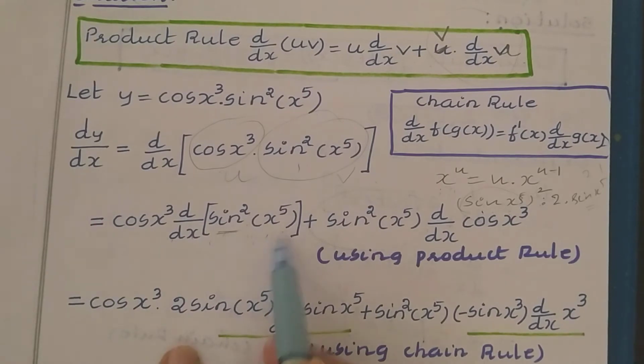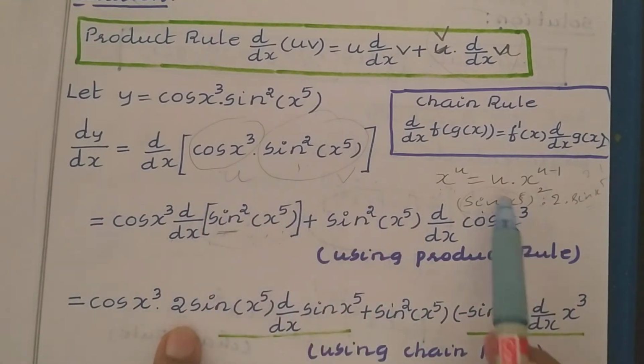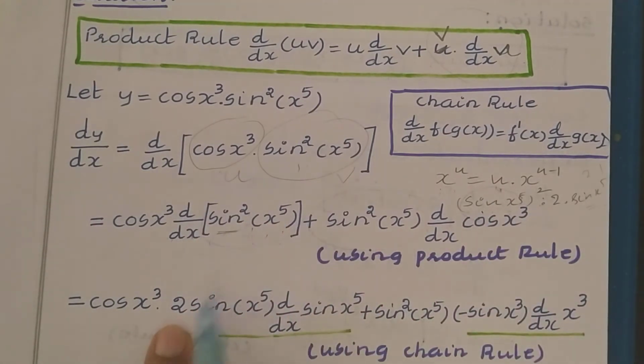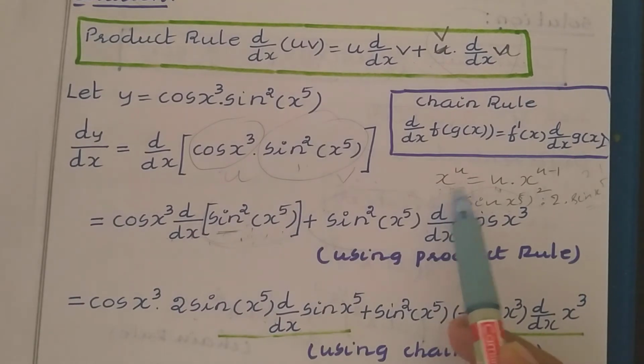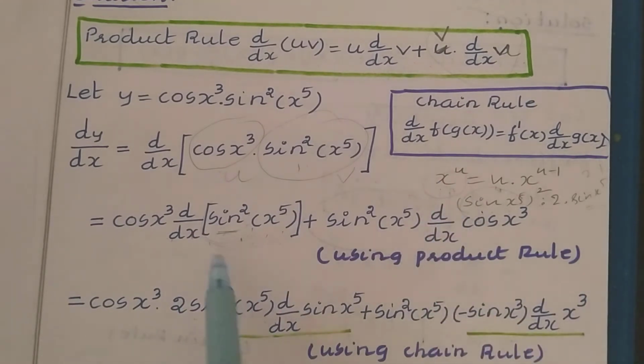So that I am getting here. After applying this particular formula, I got the answer as 2 sin x to the power 5, because we have applied this derivative, taking sin x to the power 5 as the x value. Then next, we have got the derivative here, but still we have one more function.